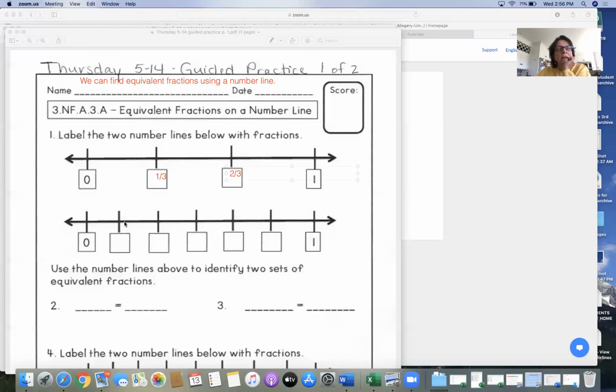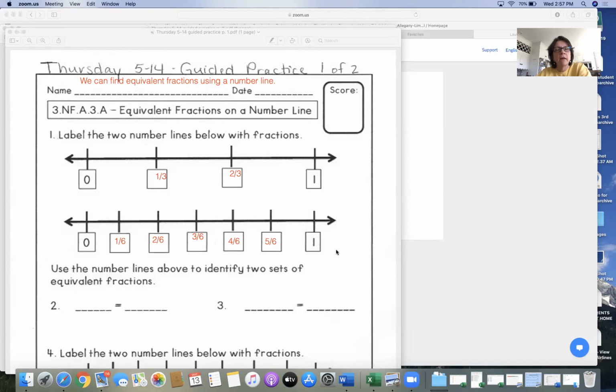Okay. Now my next number line, I have 1, 2, 3, 4, 5, 6 equal parts. 6 equal parts means the unit I'm using is sixth. So I'm going to, again, label each point on the number line. Really important for you to do that when you're finding equivalent fractions. So 1/6, 2/6, 3/6, 4/6, 5/6, and then this would be 6/6.